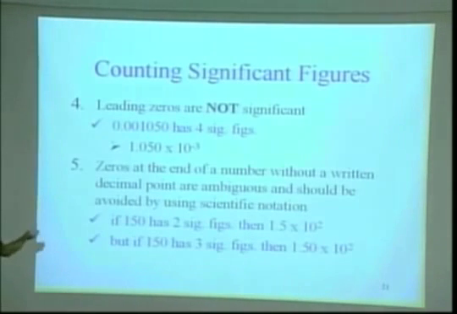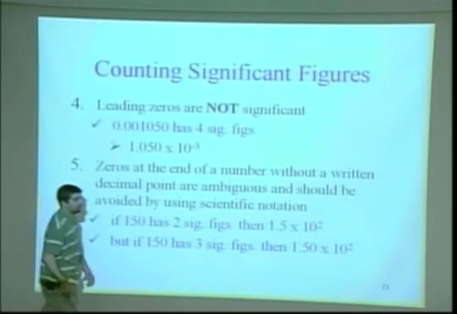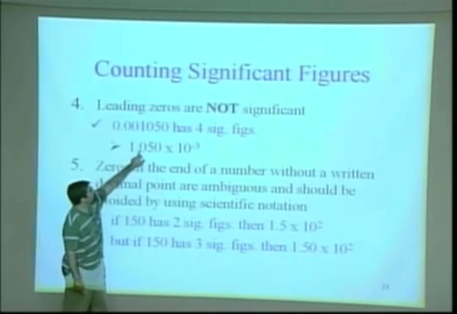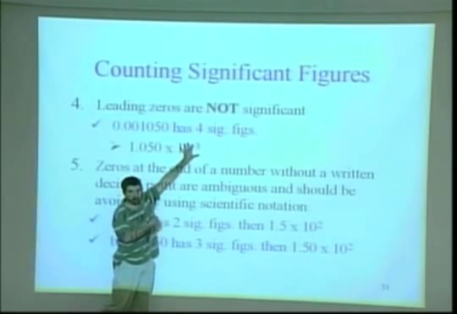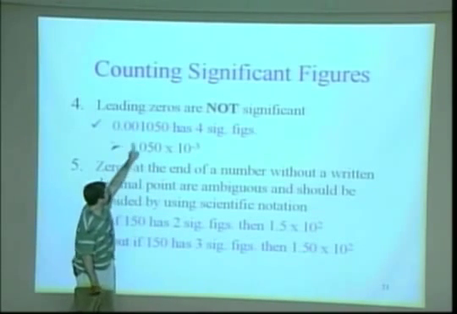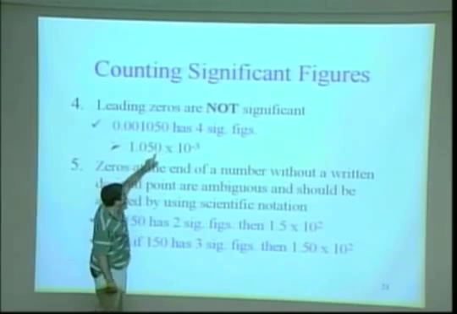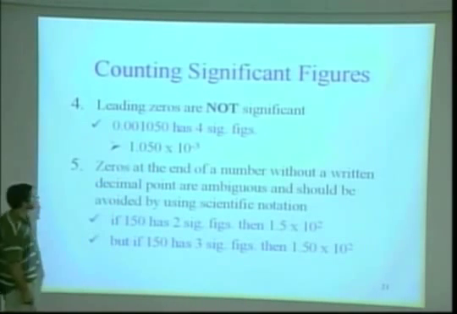Here it is expressed in scientific notation. When we express something in scientific notation, we're looking for the sig figs right here, not here. This is just a factor that tells us what to multiply by. You're looking for your significant figures expressed in this decimal number, okay?